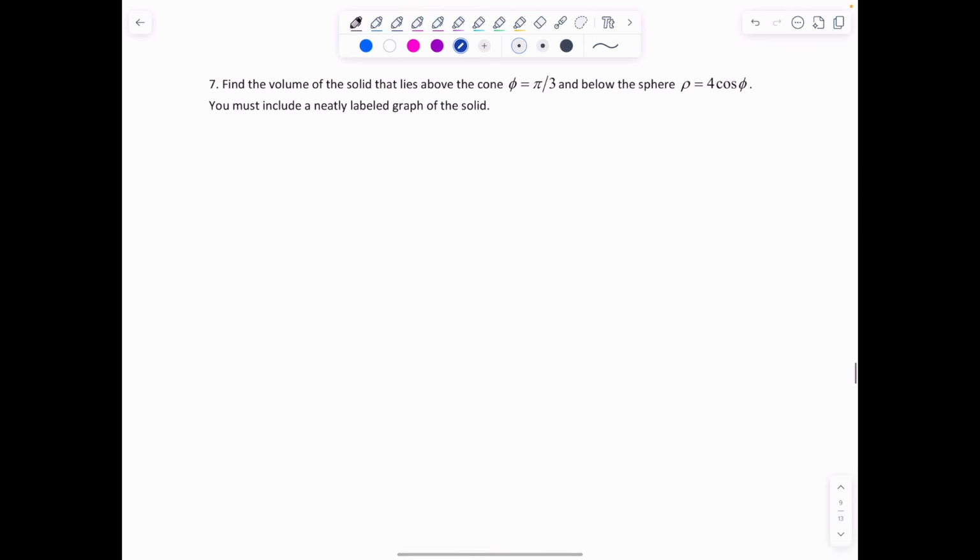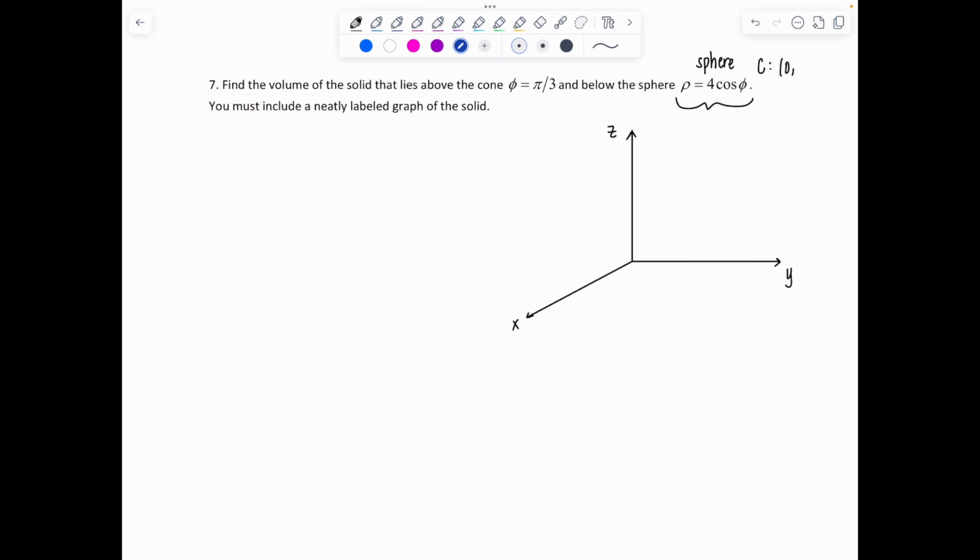Okay. Find the volume of the solid that lies above the cone, phi equals pi over 3, and below the sphere, rho equals 4 cosine phi. You must include a neatly labeled sketch. Now, I've taught my students to recognize this is a sphere centered on the z-axis, and the center is at 0, 0, 2. If you need more of a breakdown why, I have so many videos on spherical volume and all that, so go check it out.